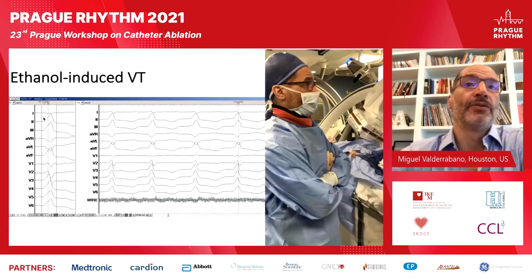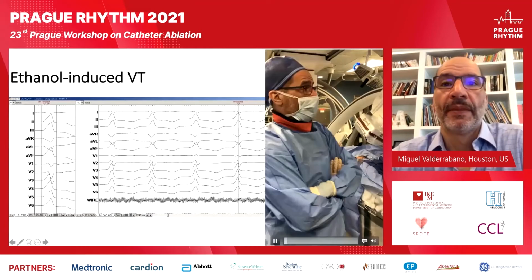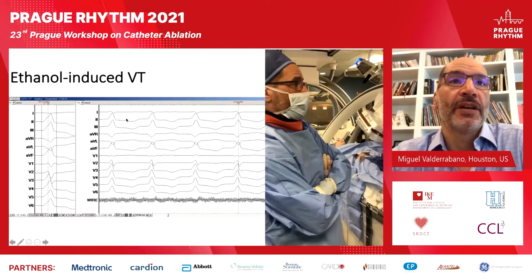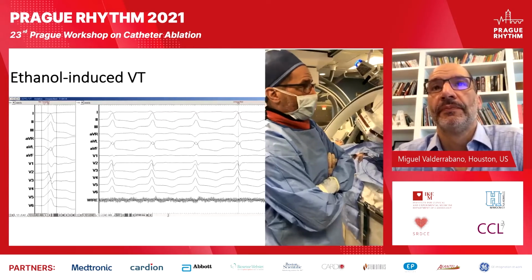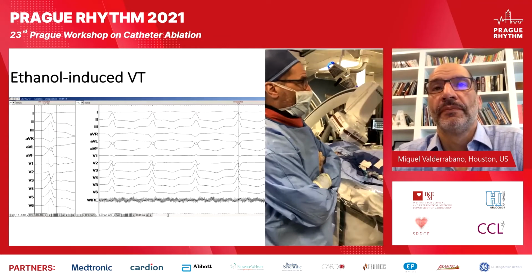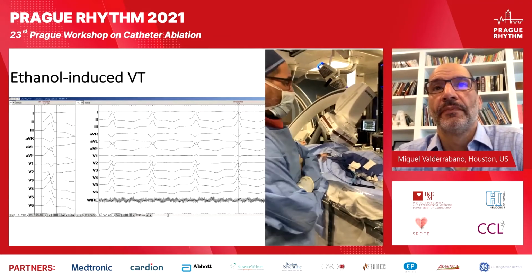And now we're testing. She had a run of ethanol-induced VT during alcohol injection. That's very common. We reproducibly induced PVCs with epinephrine boluses. We just gave her 1.